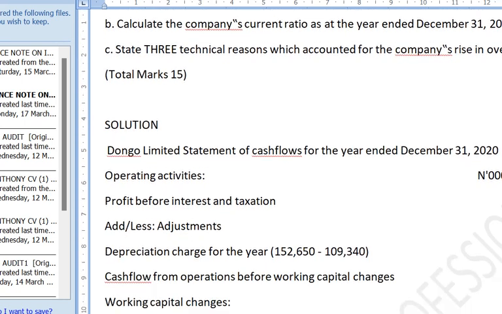So that's been given. Then we are going to add or less the depreciation charge during the year. So quickly, let's go. We don't have time again.